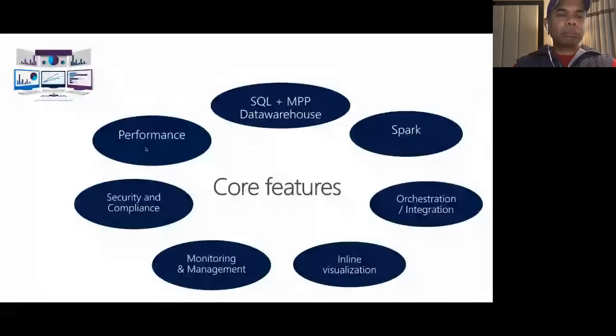Now, again, if you look at the Synapse product in itself, it's a pretty big product, but I want to look at just the core features across 7 realms, which is what I'm showing here. But let me make it quick. First is really performance. Let's deep dive a little bit into this, right?